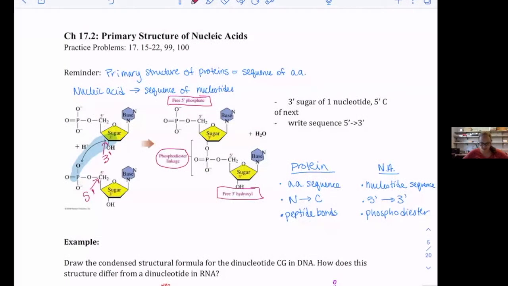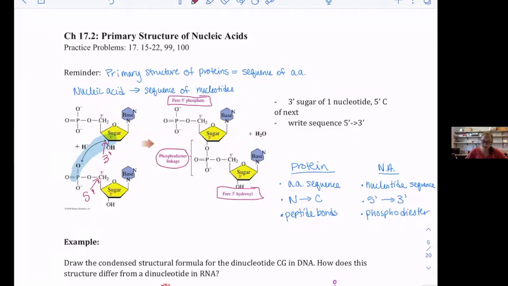Okay, so we are going to go on to what the primary structure of nucleic acids are. So we've talked about nucleotides and nucleosides. Remember, nucleic acids are the polymers of nucleotides. If you remember, we talked about primary structure of proteins last chapter. That's our sequence of amino acids that's responsible for a lot of the structure. In nucleic acids, the primary structure is the same thing. It's the sequence of your nucleotides.